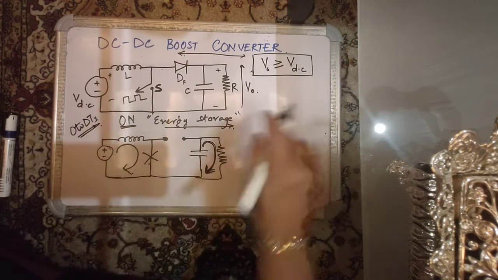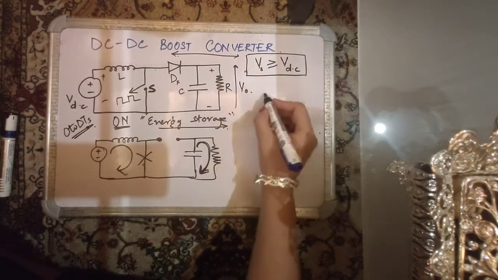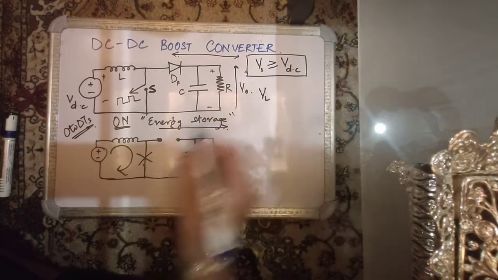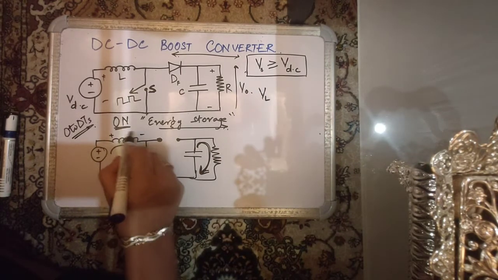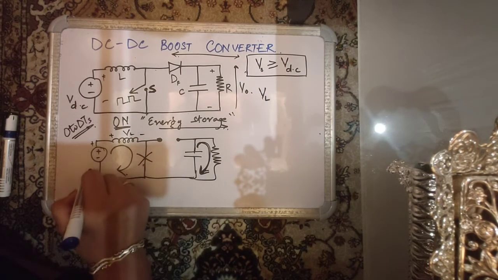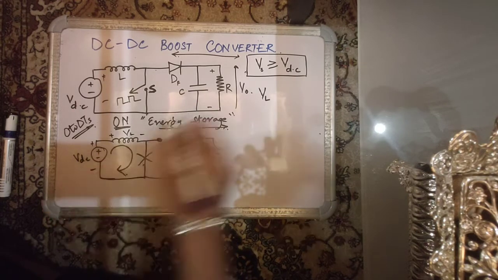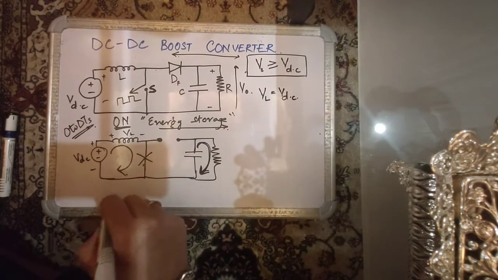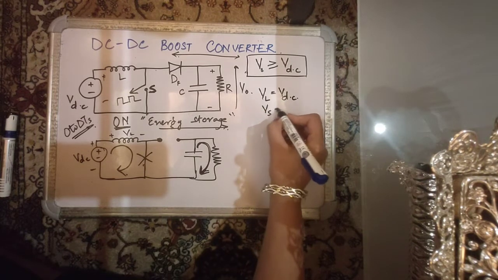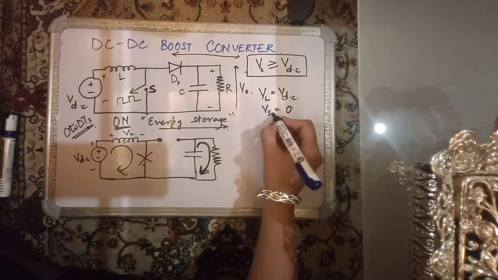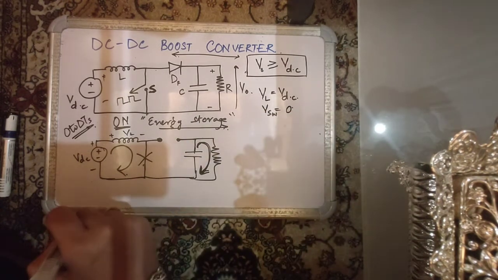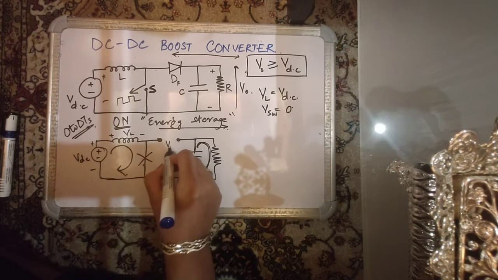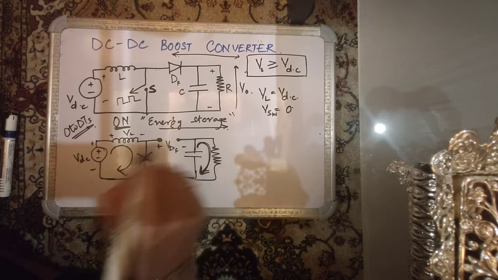During this interval, let's see the voltage across the inductor. Over here, let's define it like this, VL, and if this is VDC, then VL is simply equal to VDC. Also, the voltage across the switch is 0 because it is conducting. Let's call it SW.